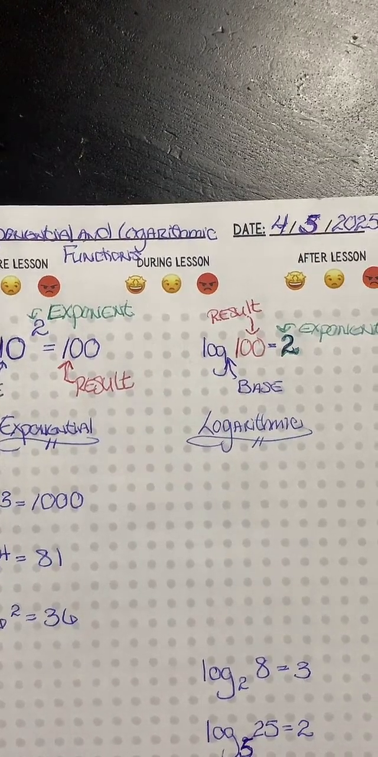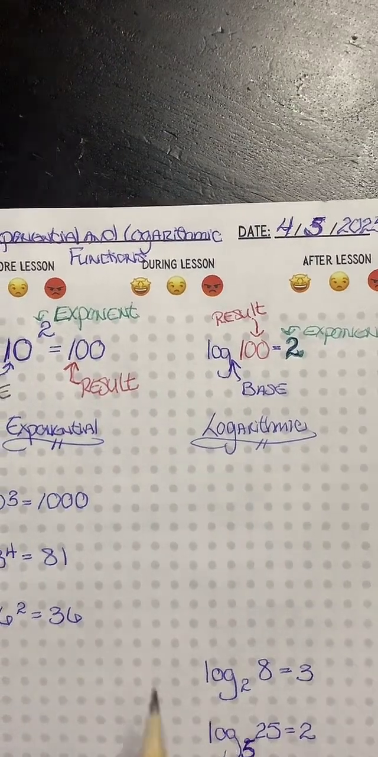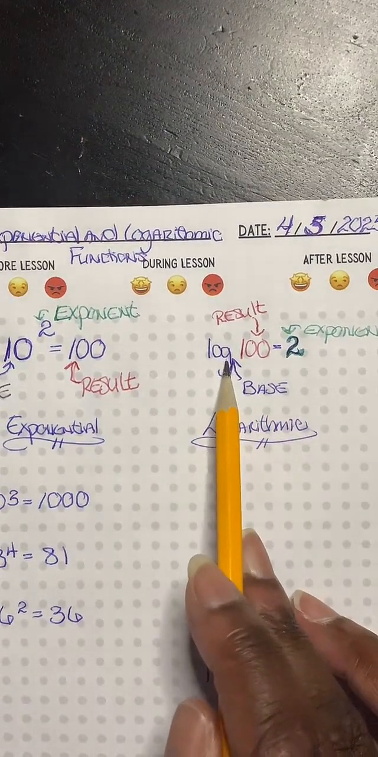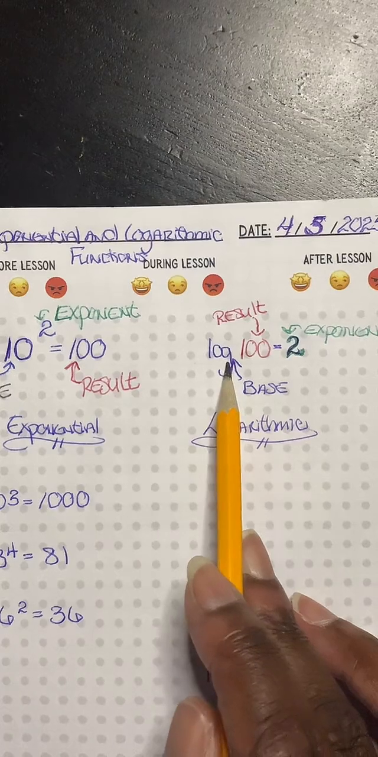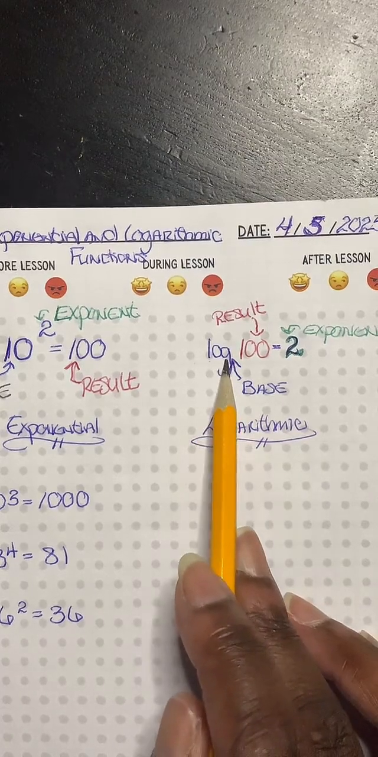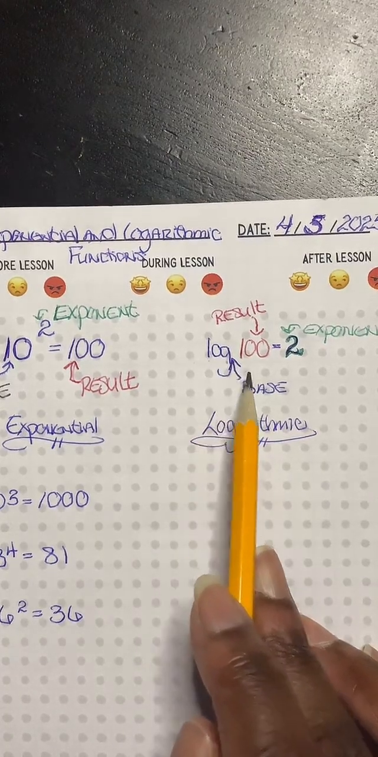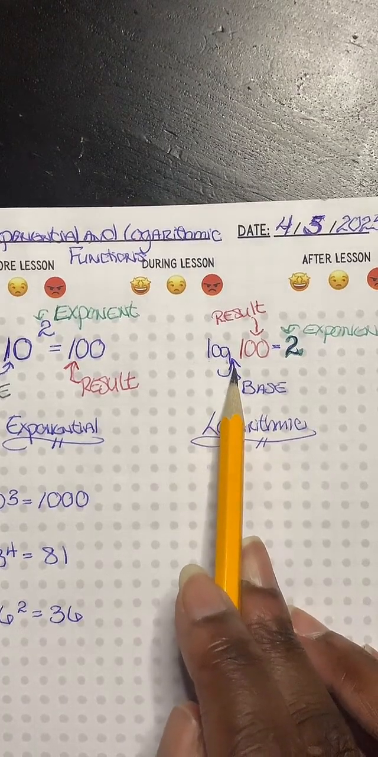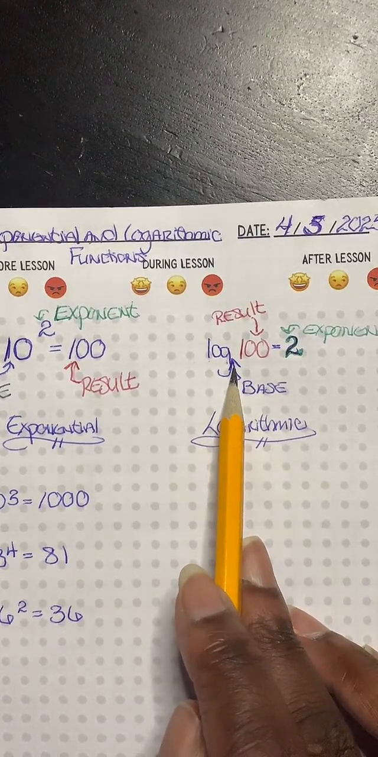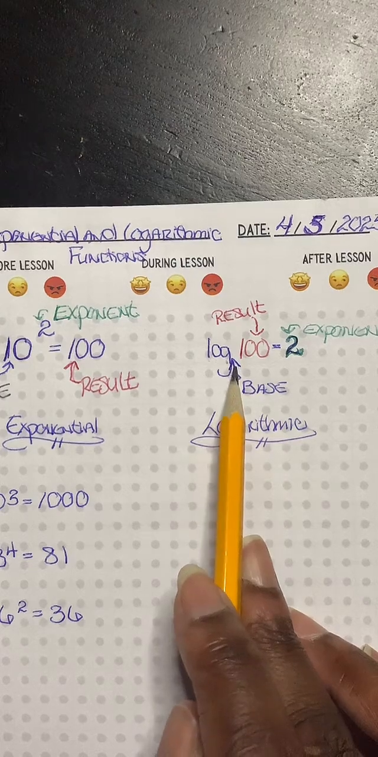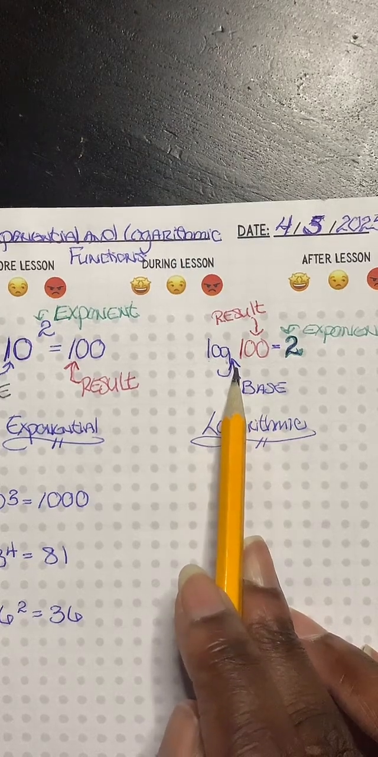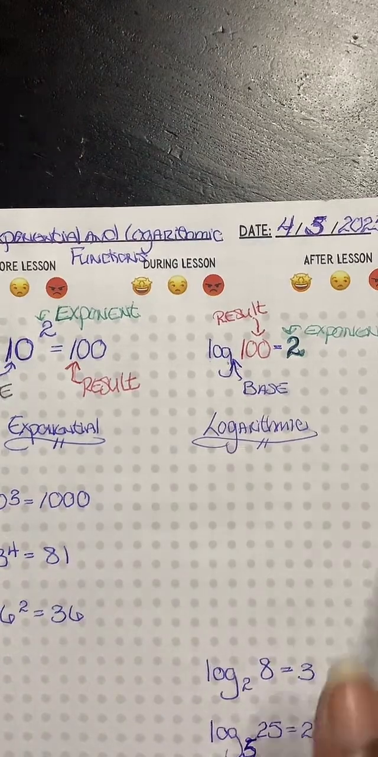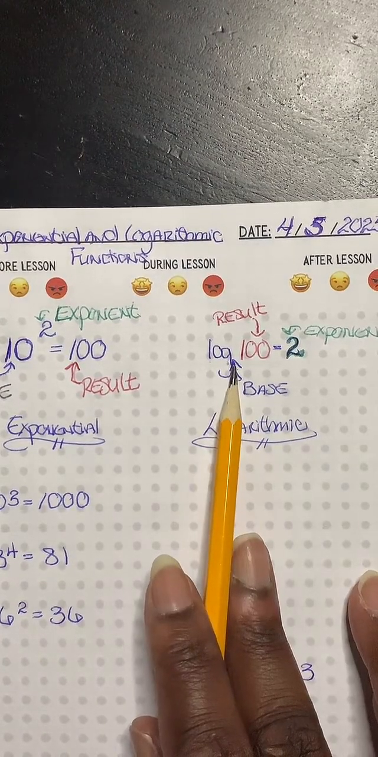All right. So when you have a common log, when you just see log, it always gives you a base of 10. If you don't see anything there, this will give you a base of 10. That's for all common logs unless there is something there.